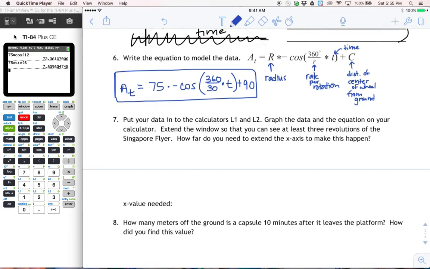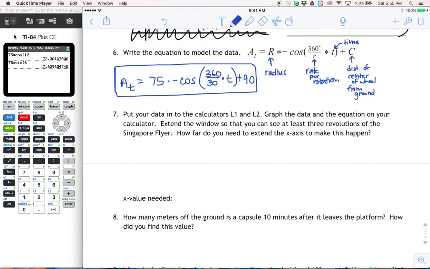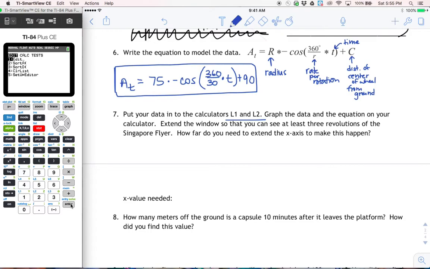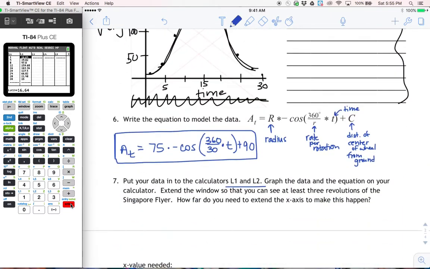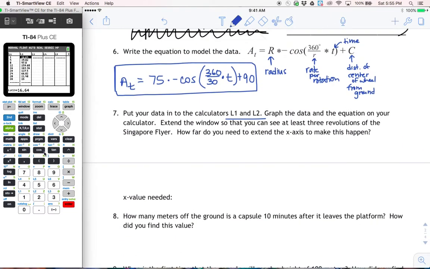So in problem 7, it says put your data in the calculator into L1 and L2. Remember that stat edit. Graph the data and the equation on your calculator. So let's start there. I went ahead and went to stat and edit and typed in the numbers from yesterday's table, right? This table, so that you wouldn't have to watch me type these numbers in. So my numbers are already in L1 and L2.